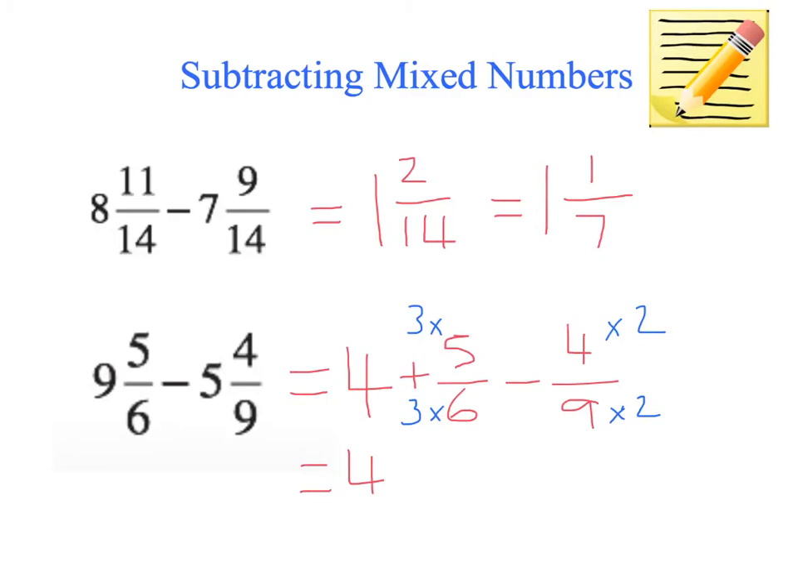Alright, so it'll be 4 and 15 18ths. Take away 8 18ths. So the answer is 4 and 7 18ths. Alright, now that is its simplest form, so that's the answer.